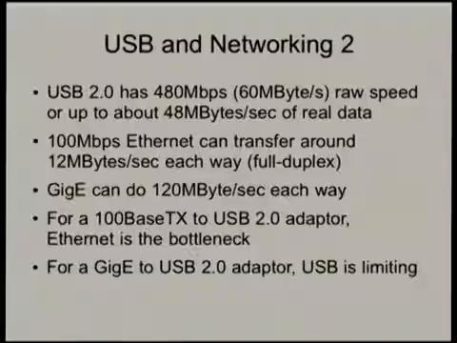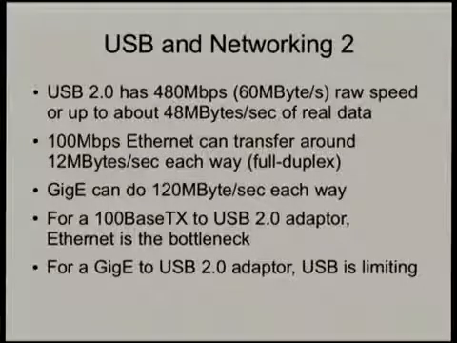So for a 100 megabit to USB 2 adapter, it's the 100 megabit Ethernet which becomes a bottleneck, because its aggregate bandwidth is 24 megabytes per second, which is still less than the possible 48 megabytes per second of USB 2. When you go to a GigE adapter, USB 2 becomes the bottleneck. GigE can go significantly faster than USB 2.